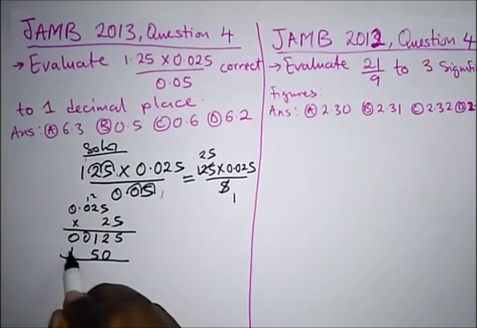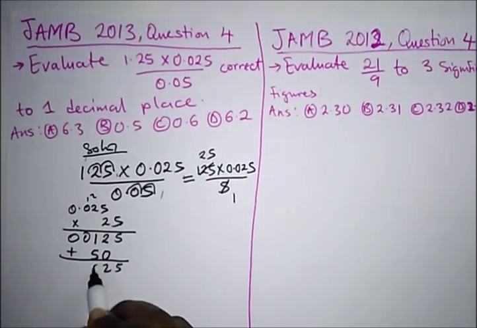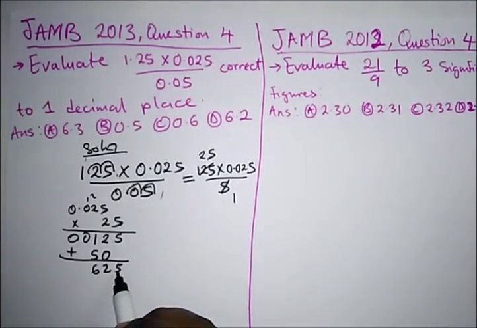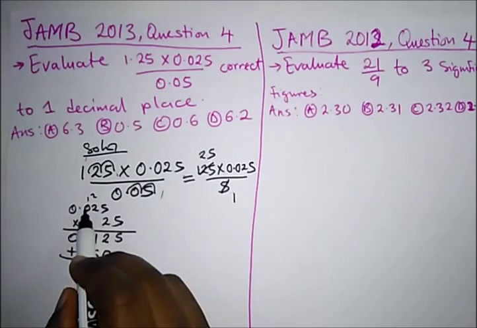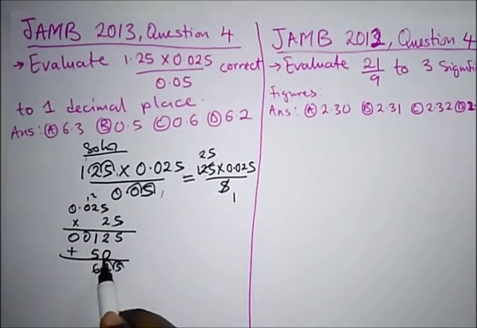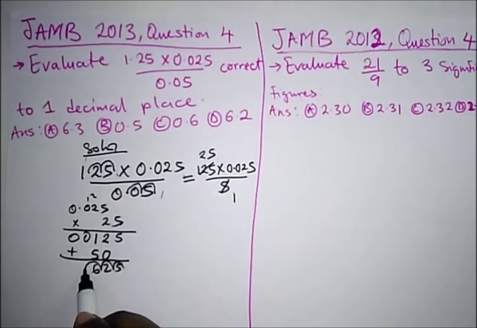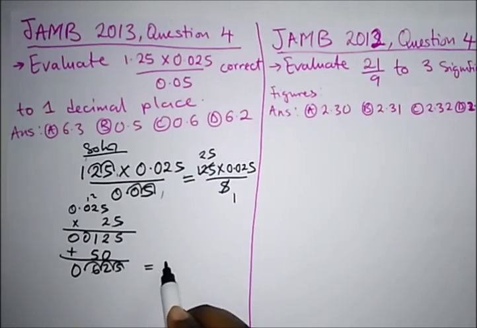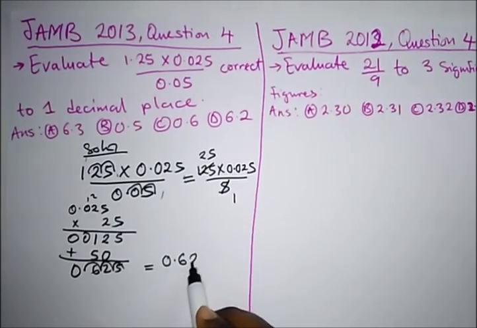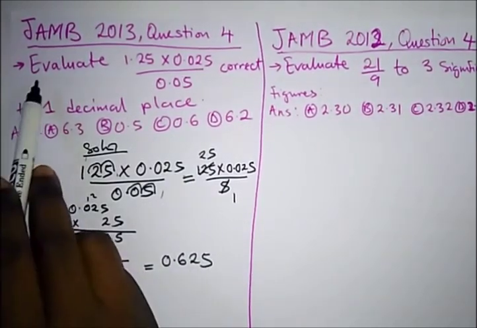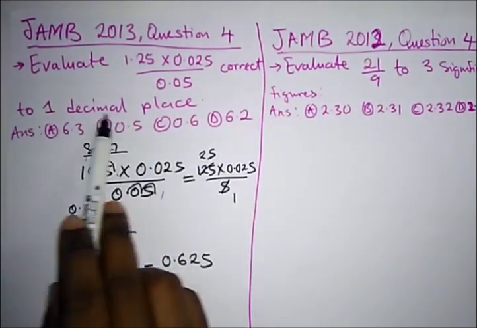So we add this. We have 5, 2, 6, and we have to count our decimal places, which you will count 1, 2, 3 times, which will be 1, 2, and 3. So we have this, so our answer is 0.625. And what did I say? We should correct to one decimal place.